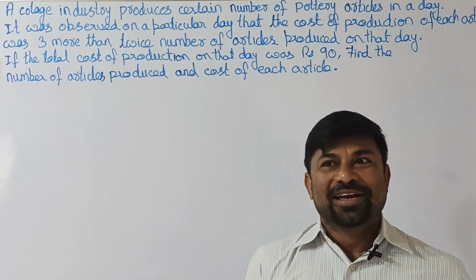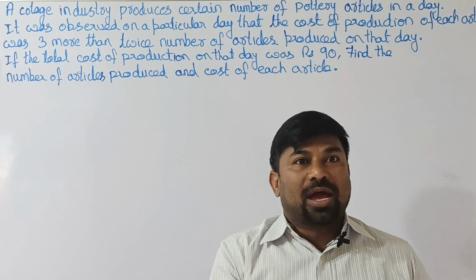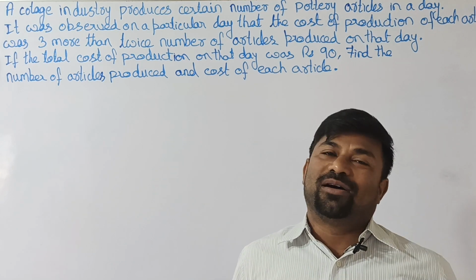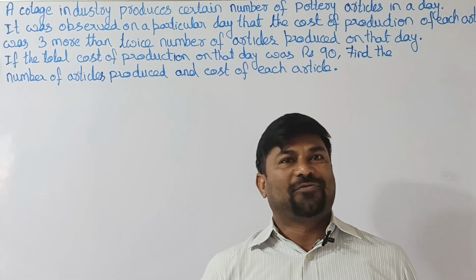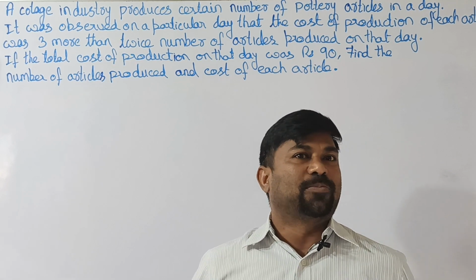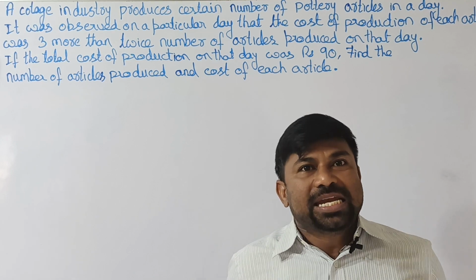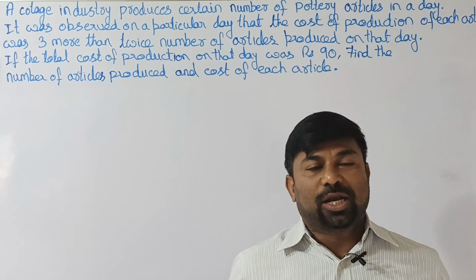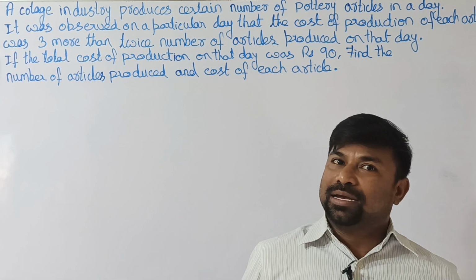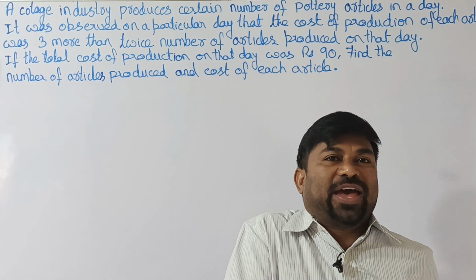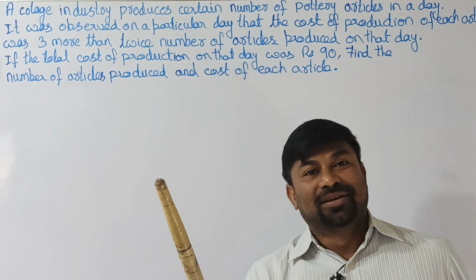He's saying a beautiful thing there: number of articles produced and cost of each article. An industry obviously always deals with profit and loss, how to earn the profit. So in a particular day, think about how many articles are produced in a day and what is the cost of manufacturing each article.